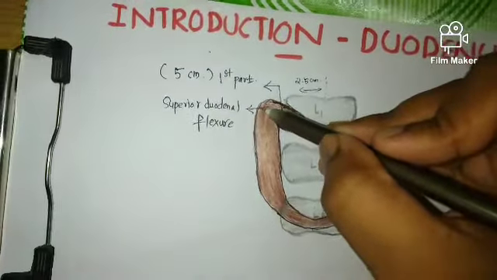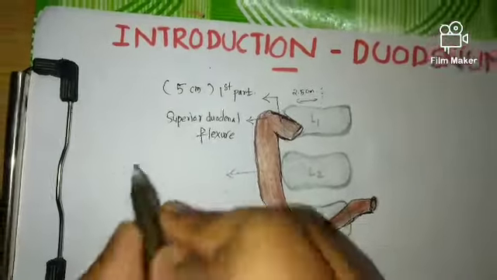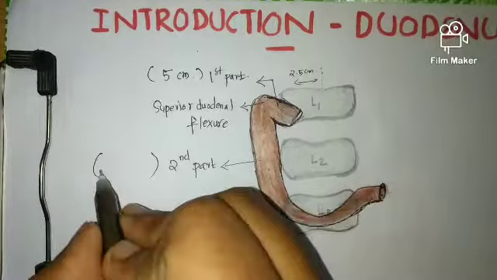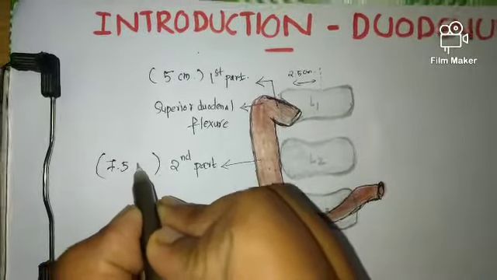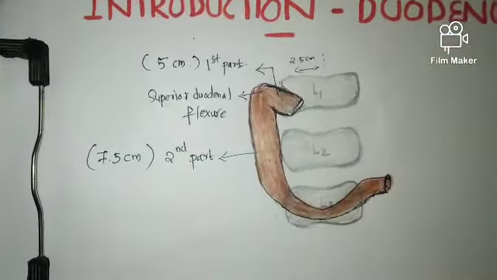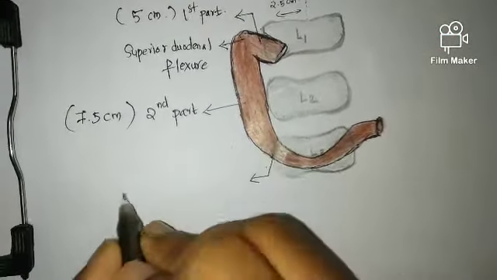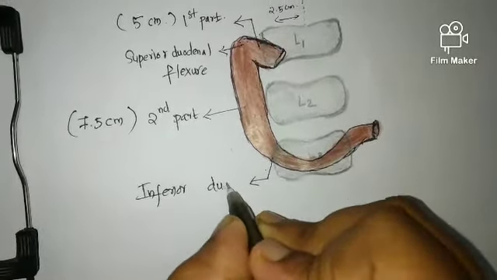After that it descends downward. This is the second part. Its length is about 7.5 centimeter. After that the second part terminates at the inferior duodenal flexure.